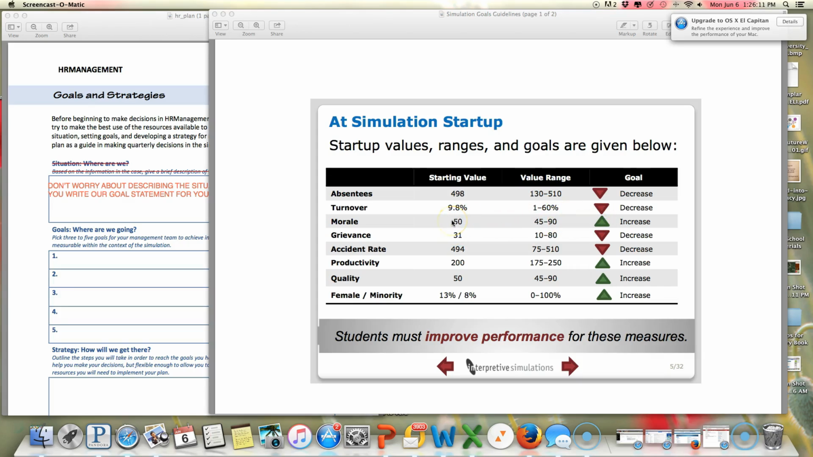So again, if morale is important or company satisfaction is important, morale is a good index of whether or not people are satisfied. So you want to set a target for that morale to go up.